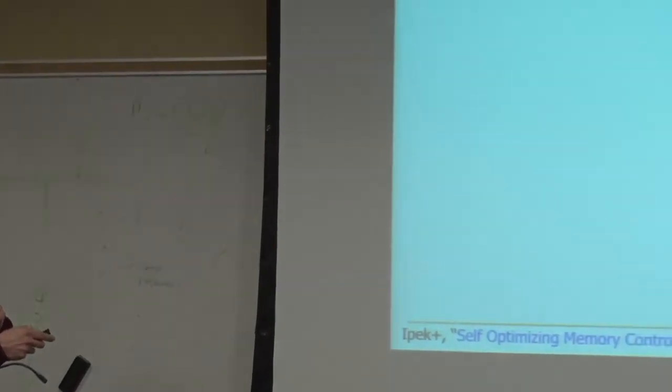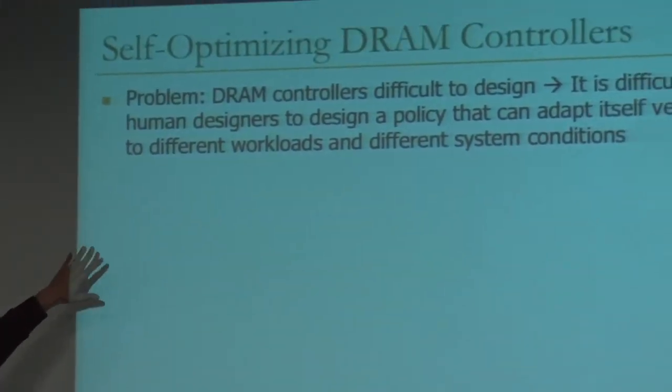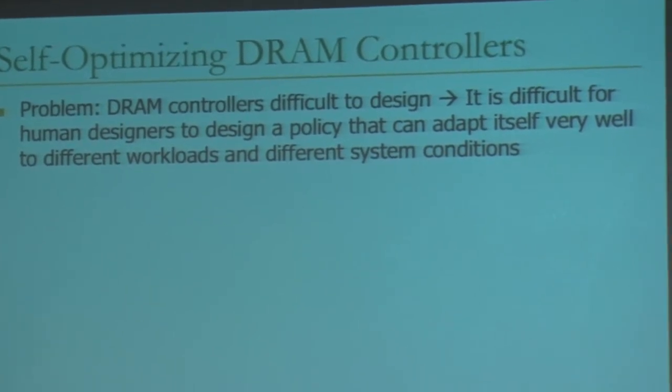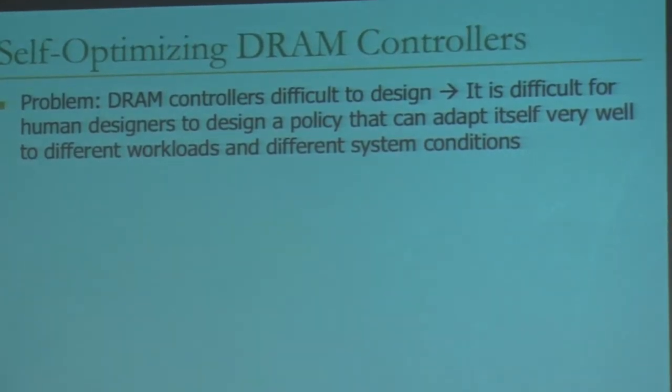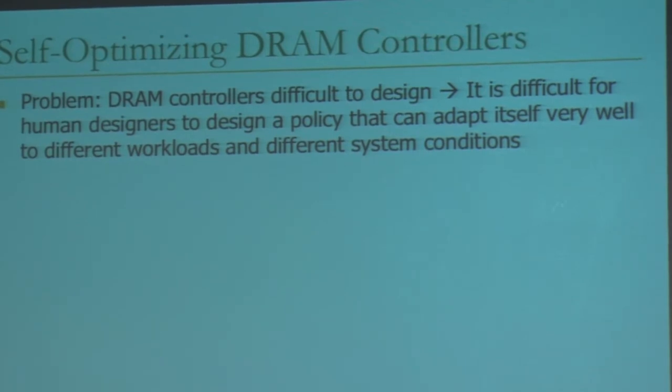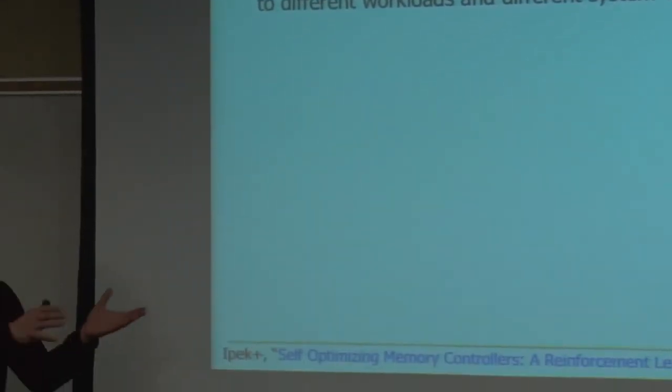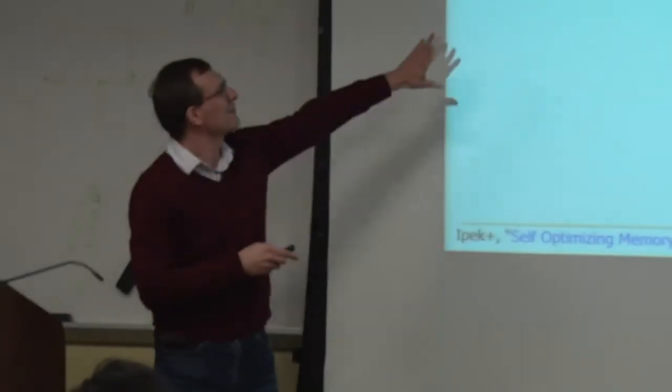Basically, DRAM controllers are difficult to design. So it's difficult for human designers to design a policy that can adapt itself very well to different workloads and different system conditions. FR-FCFS is one human-designed policy, for example. It's very simple because humans are not good at designing extremely complex things that can take into account many things. Well, they are good at designing things that can design things, perhaps. So we're going to take advantage of that.